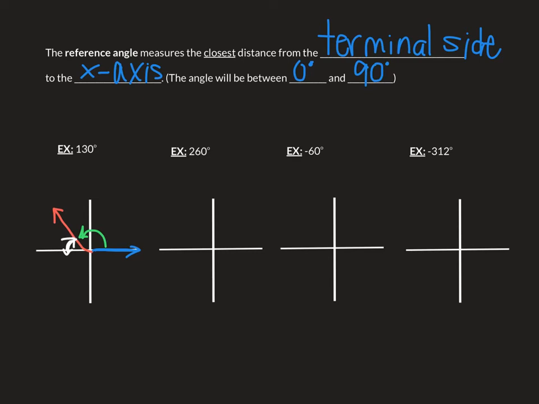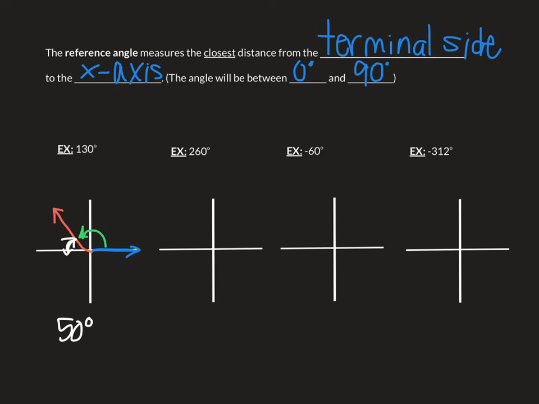Okay, so let's think about it. From this positive x-axis all the way around to the negative x-axis is how many degrees? Right, 180. So 180 degrees, but I've already taken up 130 of it to get to the terminal side. How many are left to get back to the x-axis? Right, 50 degrees. So my reference angle is 50 degrees.